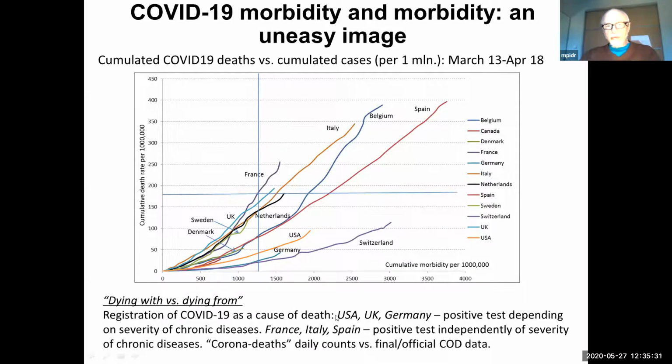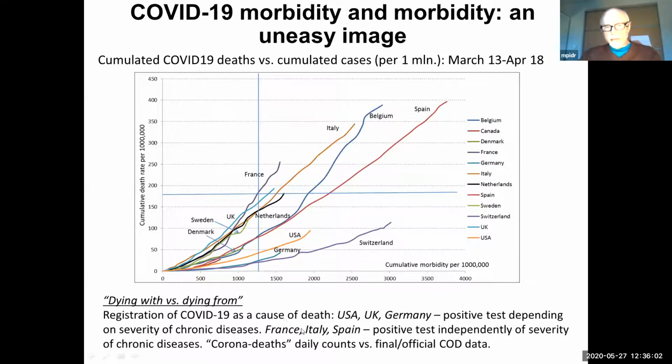With respect to registration of COVID-19 as a cause of death, for example, there is a divide between one group of countries like the USA, the UK, and Germany, where there's positive testing plus information on chronic diseases and their severity, and France, Italy, and Spain, where the positive test is a decisive condition for registering deaths from COVID-19.